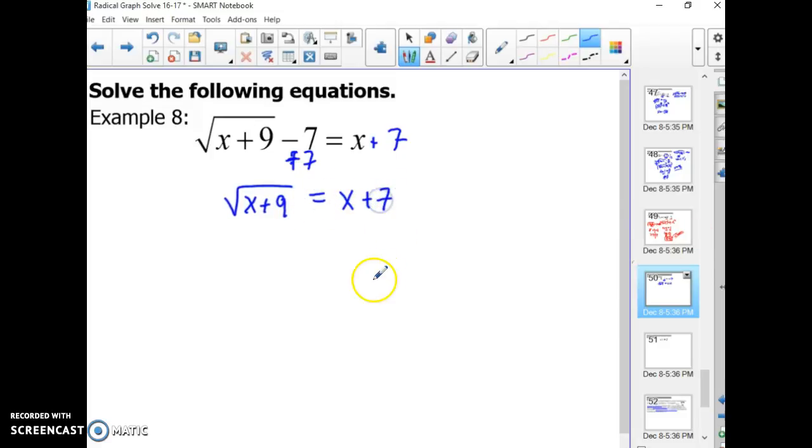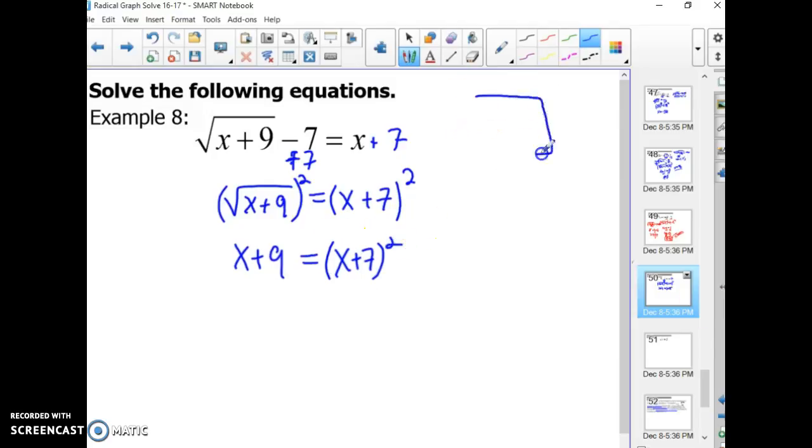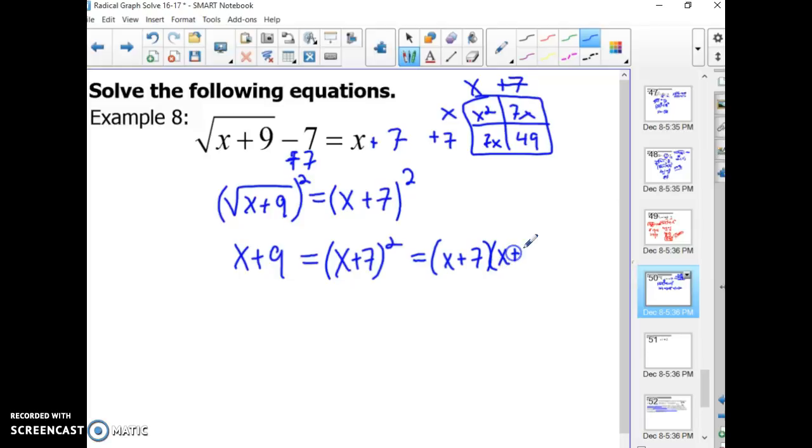So to get rid of the radical, I'm going to put both sides in parentheses, and I'm going to square it. So over here I get x plus 9, and over here you get x plus 7 squared. Well, I need to remember that x plus 7 squared is the same thing as going x plus 7 times x plus 7. So if I multiply stuff out, you'll get these values. Okay, and then pull them back down. So that's the same thing as going x plus 7 times x plus 7.